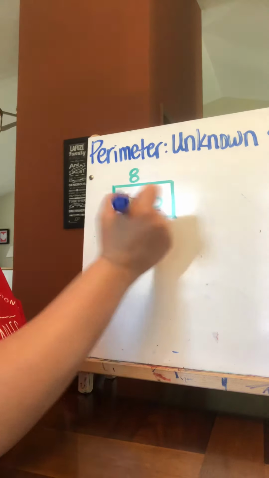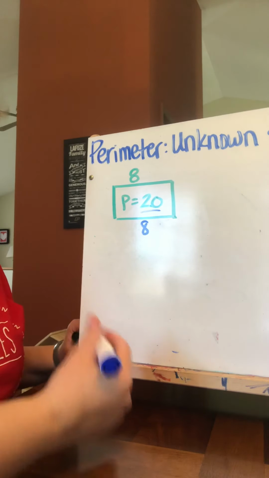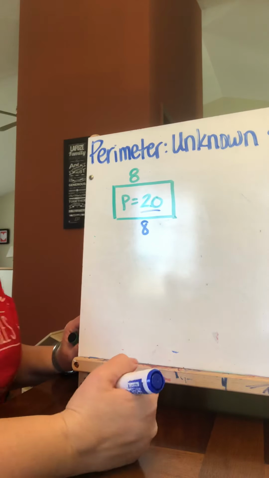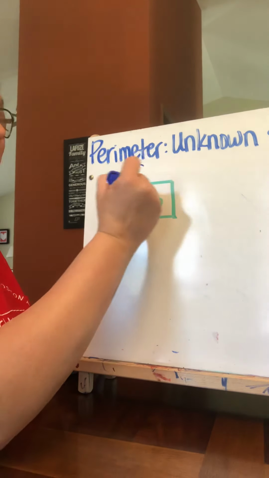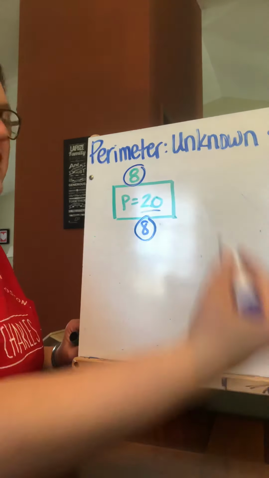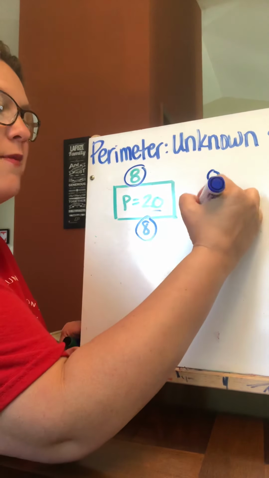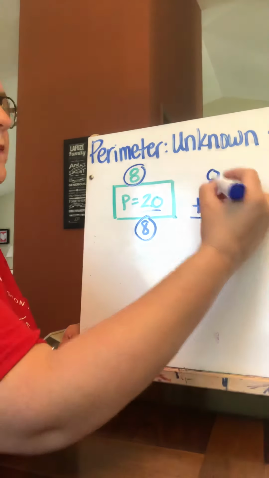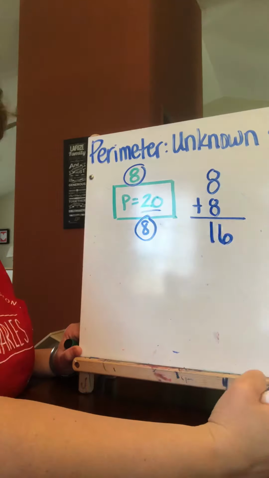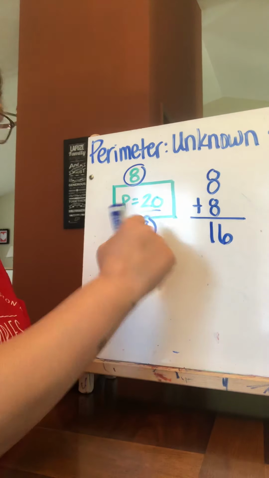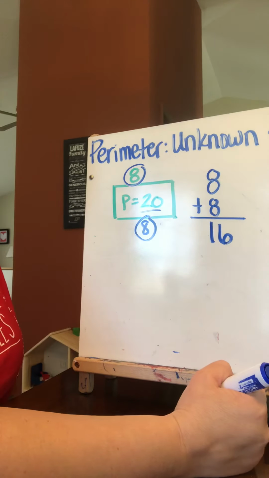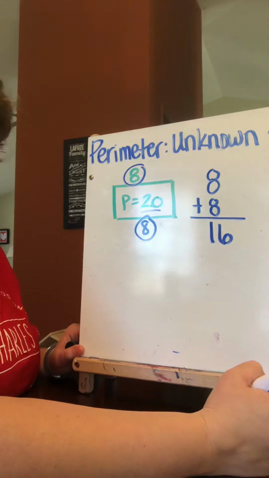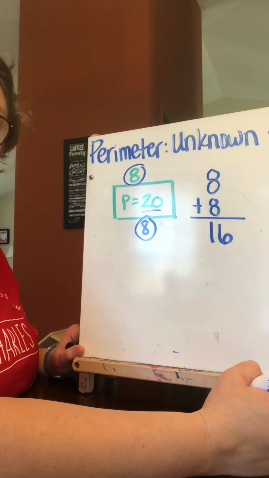I know the perimeter's 20. Well, I can't find out what these sides are just yet. So I want to think about what else I know. Well, I said that these sides were both 8. So to find the perimeter, I'm going to add. I'm going to add 8 and 8 to find out how much I have so far. 8 plus 8 is 16. I have 16 of those 20 already taken in the top and bottom sides. So I need to use this information to find out how much I have left.